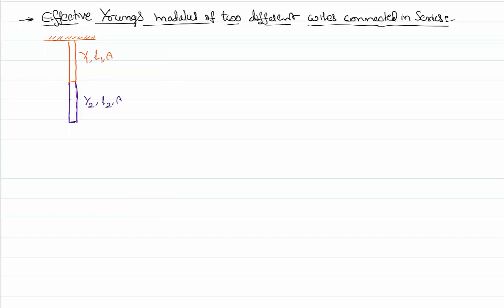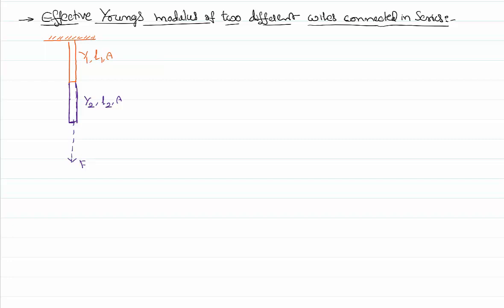Now I want to calculate the effective Young's modulus of this combination itself. This kind of connection is called a series connection, one after the other. Let's assume we have applied some force at the bottom of the lower wire.